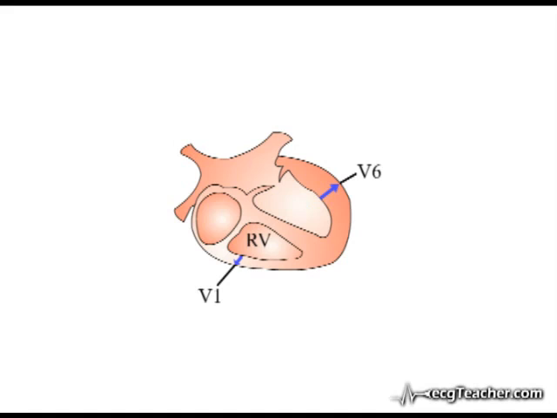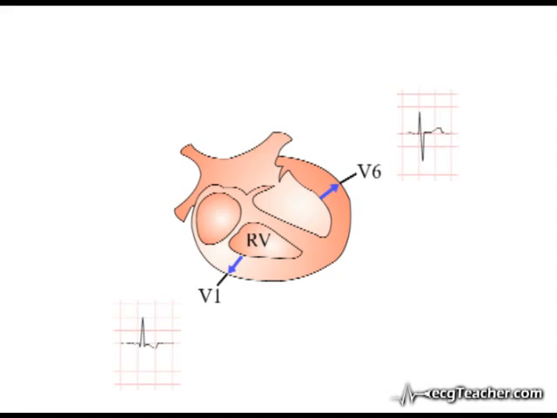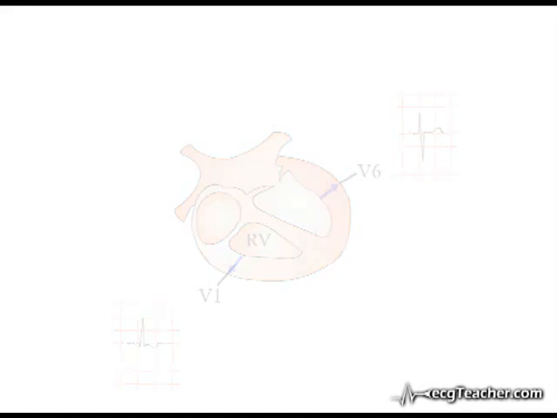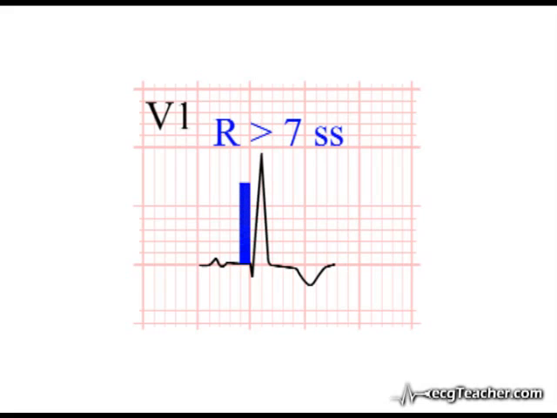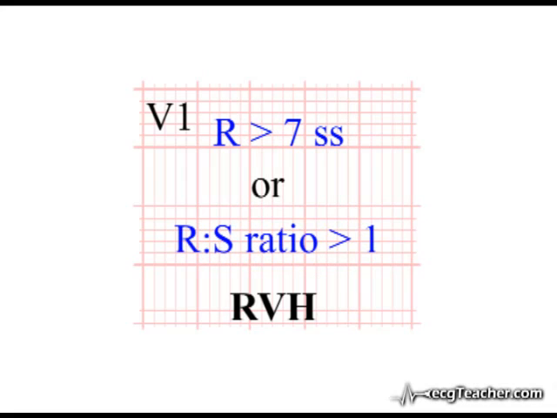However, in the presence of gross RVH, when the RV wall has increased to at least twice its normal thickness, the depolarizing voltage generated in the enlarged right ventricular muscle mass can produce abnormally tall R waves in the right-sided chest leads and persistent large S waves in those on the left. In fact, an R wave in lead V1 higher than 7 small squares in amplitude, as illustrated in the example shown here, is highly suggestive of the presence of underlying RVH. Equally, if the R wave in lead V1 is higher in amplitude than the S wave in that lead, this is also strongly suggestive of underlying hypertrophy.